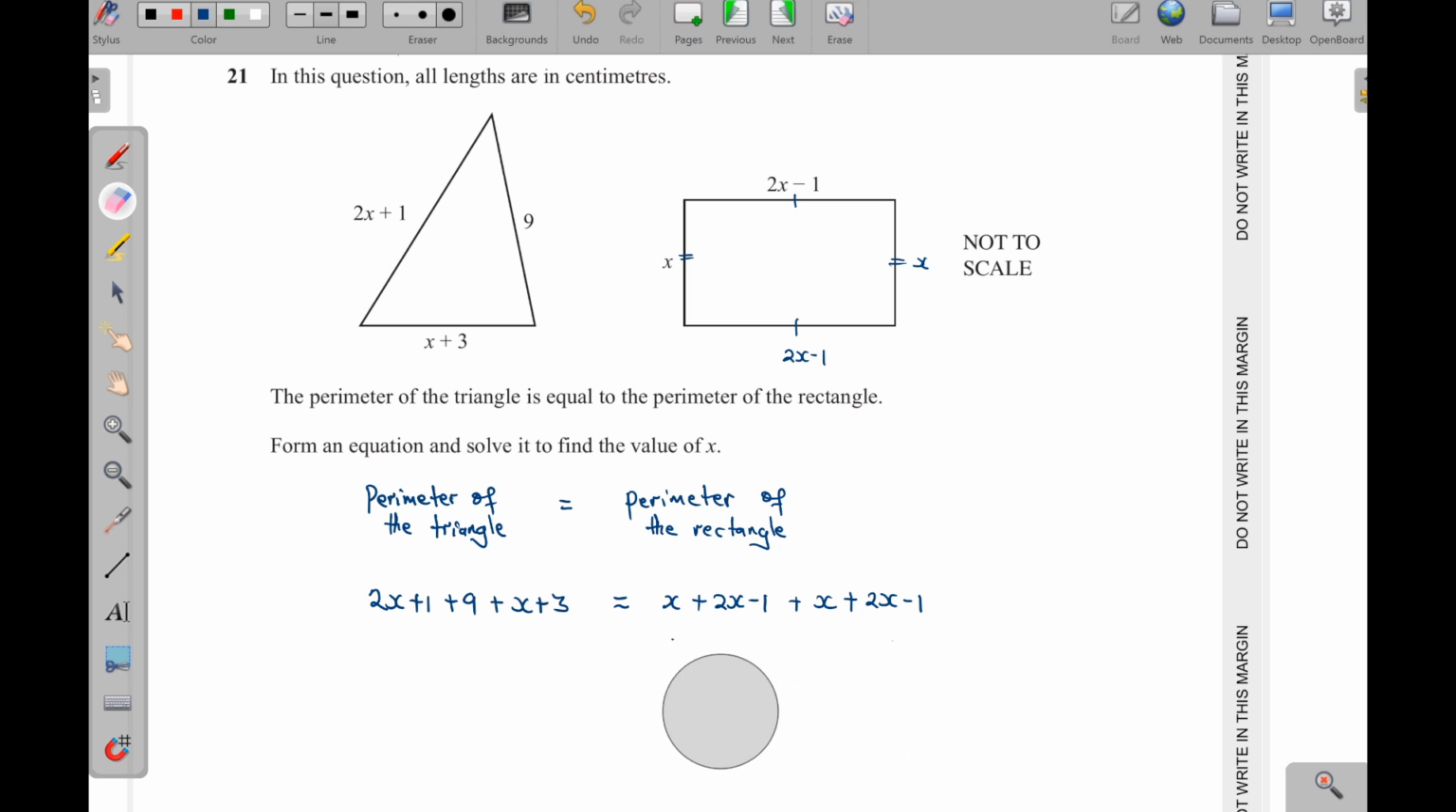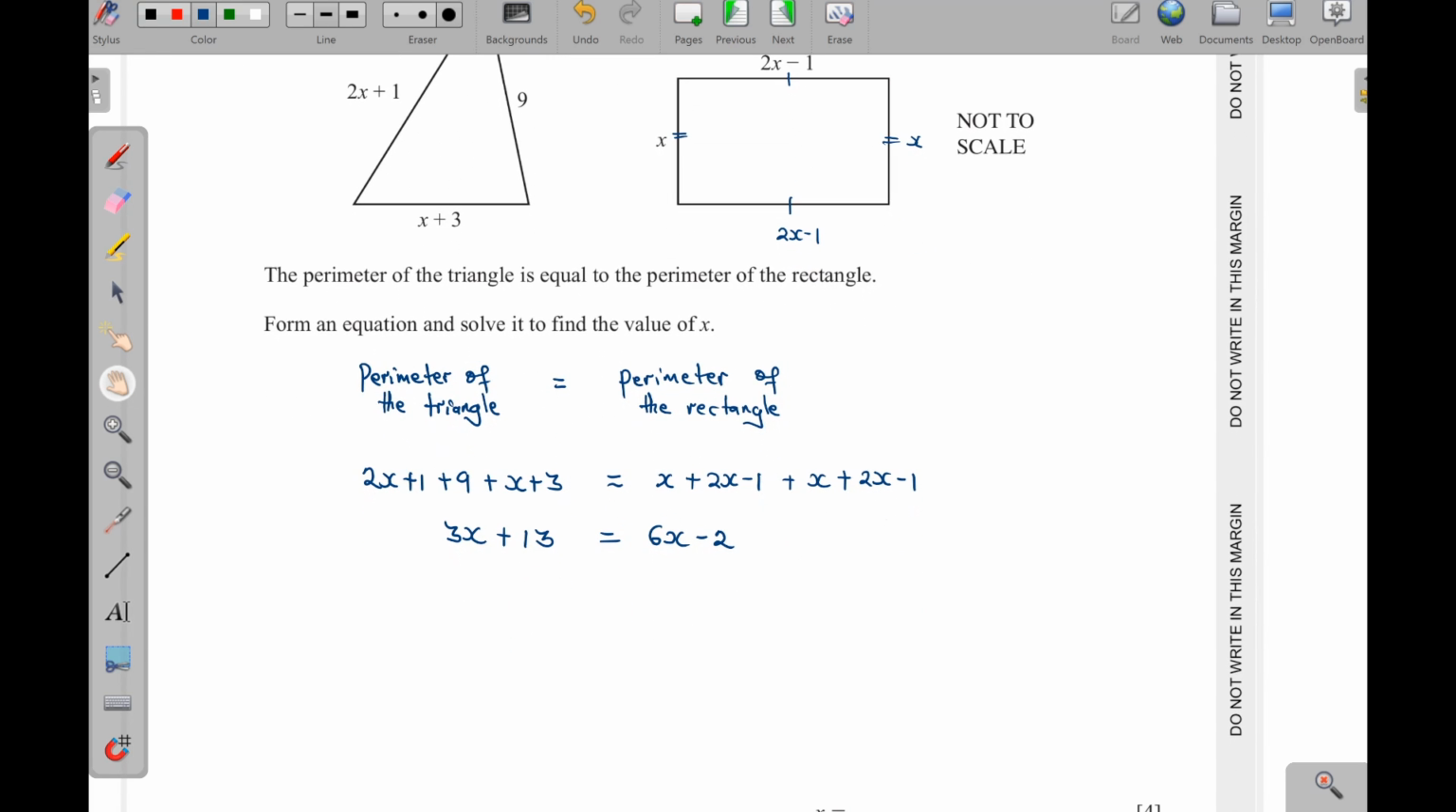Now let us simplify this. 2x plus x, that is 3x. So we have 3x, then plus, this is 10, and then the 3. Isn't that a 13? That's a 13. And then this other side, 3x plus 3x, that is 6x. Minus 1, that is minus 2. Okay, then we can solve the equation now.